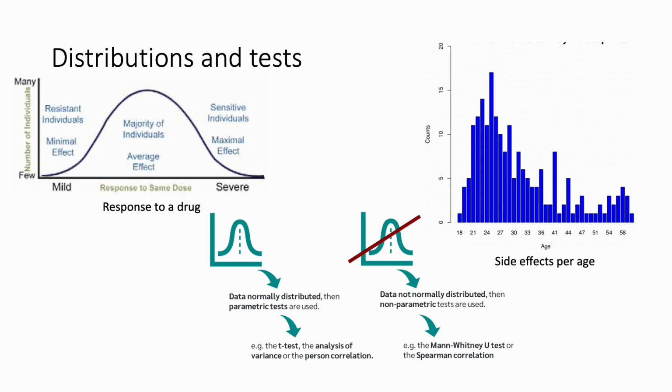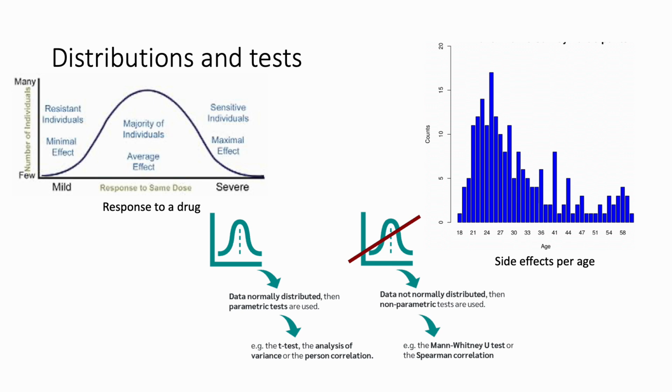But if the data is not normally distributed, then we use non-parametric tests. And here we can talk about tests like the Mann-Whitney U-test, the Spearman test, or the Wilcoxon test. So it's very important, because the distribution of the data is important. And if you have a normal distribution, you can make assumptions based on your findings.